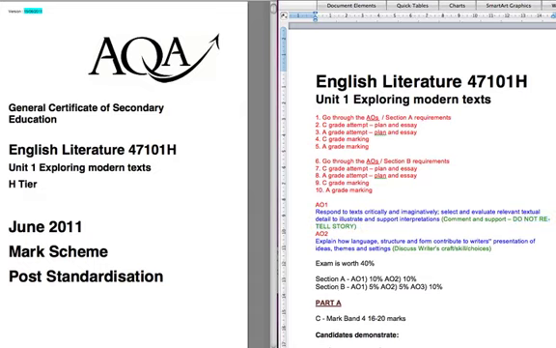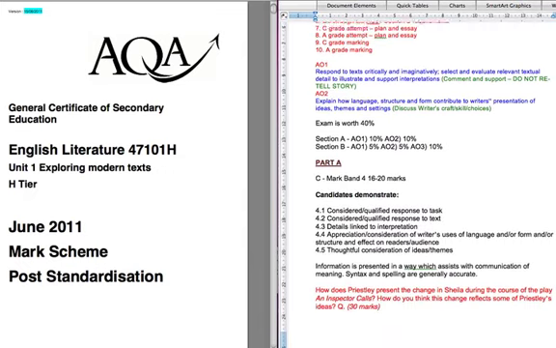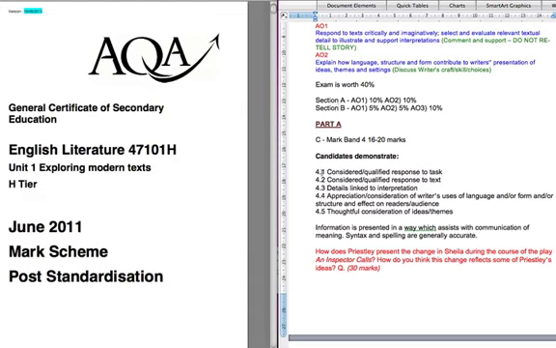So for Part A, specifically for a C grade, this is what we need to be able to do, again from the AQA exam mark scheme. We need to be able to show a considered and qualified response to the task. So basically we need to write an answer to the task clearly, and it has to make sense. We also have to make a considered and qualified response to the text itself. So we have to know how to answer the question and know what the text is about, and that has to come across in our writing.